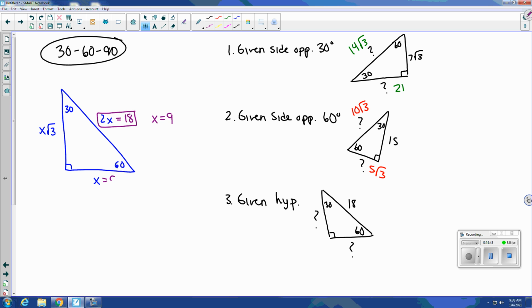And if x is equal to 9, that will allow me to find the other two sides. So I know the shorter leg is 9, and the longer leg, opposite 60, should be 9 times the square root of 3, which is the most simplified version of that. So given the hypotenuse, we can find x. And from x on our reference triangle, we can find the other two sides. So side opposite 30 is 9, and then 9 root 3. So that's how you can use the reference triangles for 45, 45, 90s and 30, 60, 90s to find missing side lengths of special right triangles.